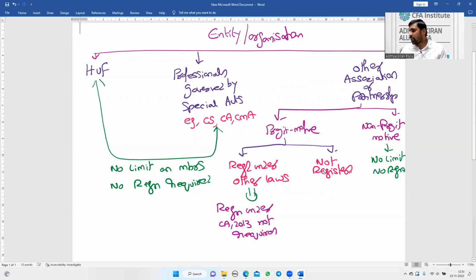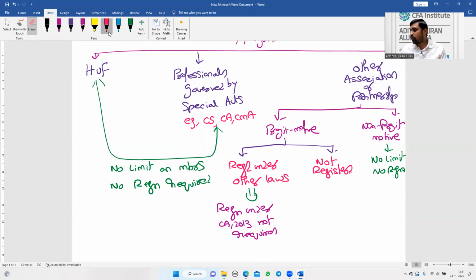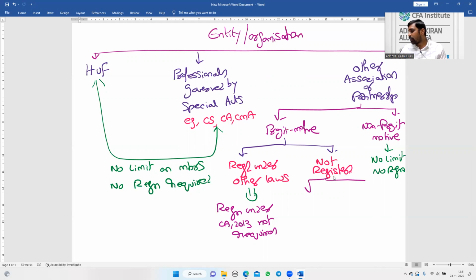If not registered under other acts, now check whether the number of members in the association is less than 50 or more than 50.